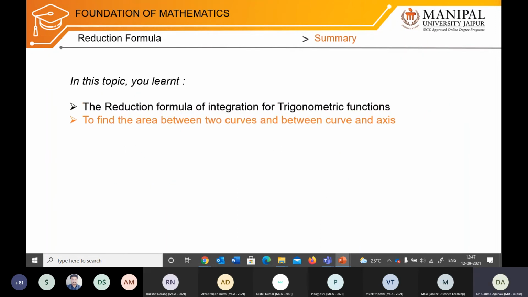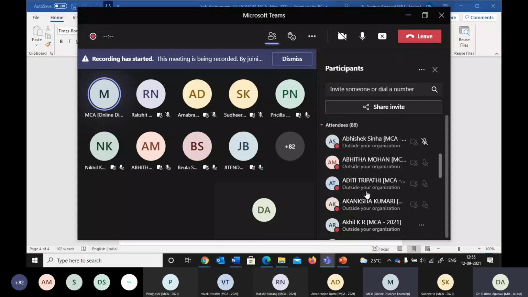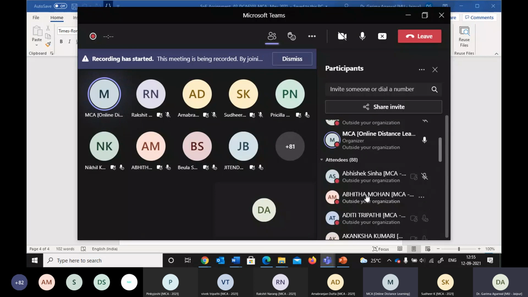In this lecture we learned the reduction formula for trigonometric functions, then we learned how to find the area between two curves and between a curve and an axis. Then we learned the arc length, and volume of a solid through revolution. So can we conclude this session?